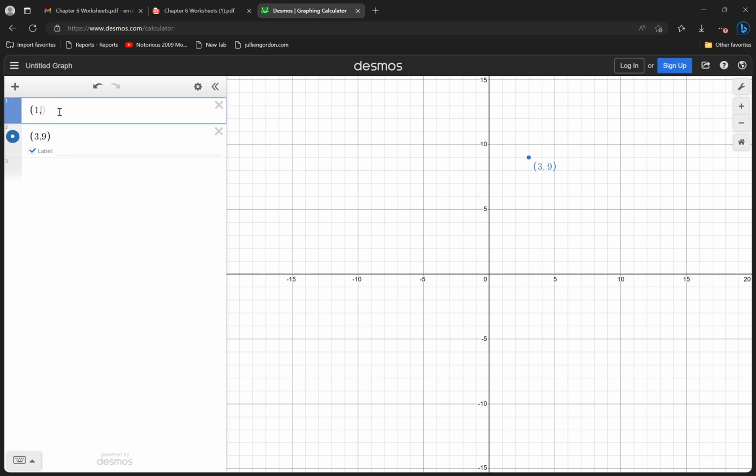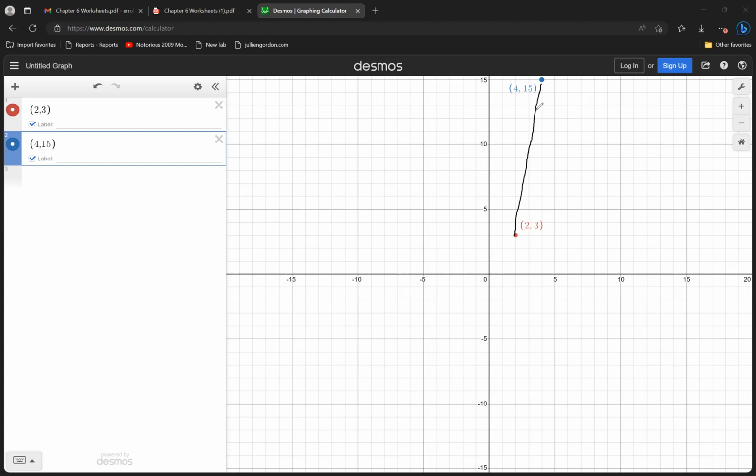Next coordinate. 2, 3, yep. 4, 15, okay. What about that slope? Positive. Look, it's going up to the right, but it's going up slowly, right? But it's still going up to the right. So part 3 would be positive. What's part 2? Slope? 15 minus 3 over 4 minus 2. And I just simplify that.